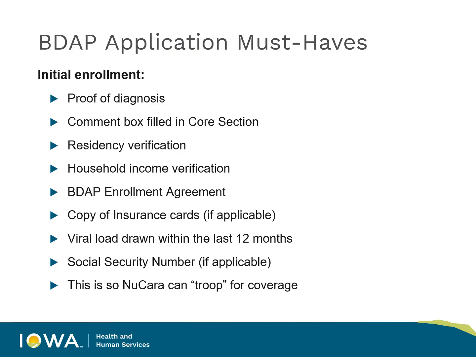To review, when applying for BDAP, you must have, at the time of initial enrollment, proof of diagnosis, the comment box filled in the course section, residency verification, household income verification, the BDAP enrollment agreement, copy of insurance cards if someone is insured, a viral load that's drawn within the last 12 months or their proof of diagnosis, and a social security number entered if applicable. And this is so that NuCara can search for coverage for the client.